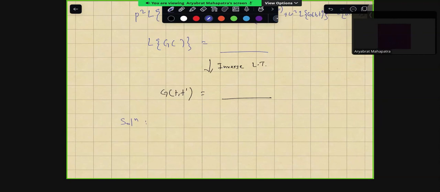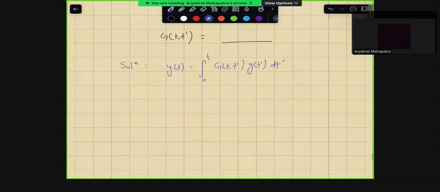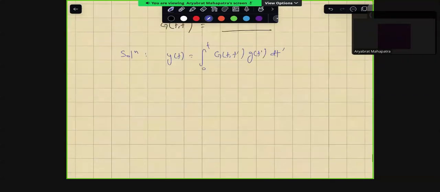So the solution was y of t, the integral over dt prime of g of t, t prime times the RHS part of your differential equation. So that was the idea behind Green's functions, and then the last topic was on delta functions. I mean, that was not the last topic. The delta functions were there before this.